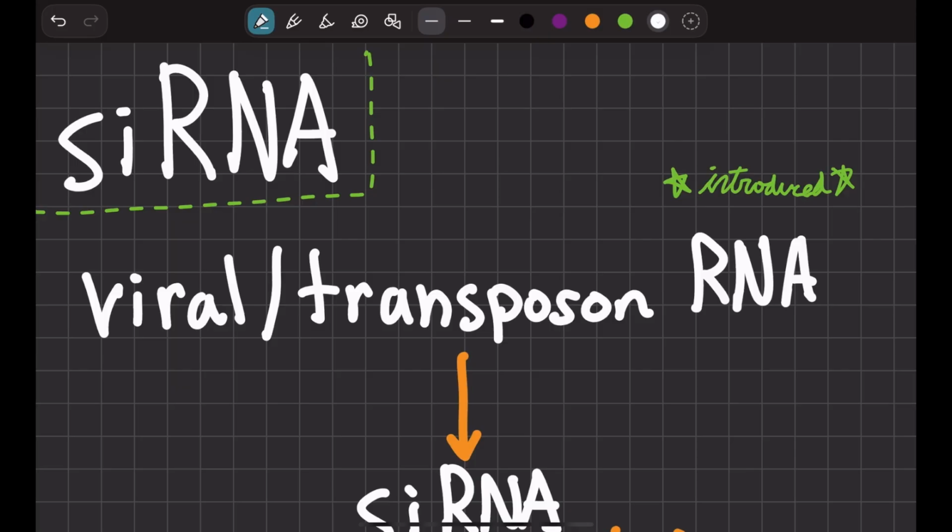siRNA stands for small interfering RNA, and essentially it's a double-stranded non-coding RNA, and it's typically around 20 to 25 base pairs long. And for our bodies to create siRNA, we need a viral / transposon RNA introduced, and this is essentially a defense mechanism so we can get rid of it.